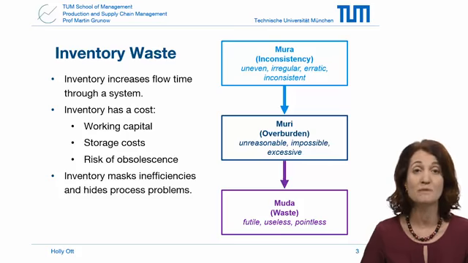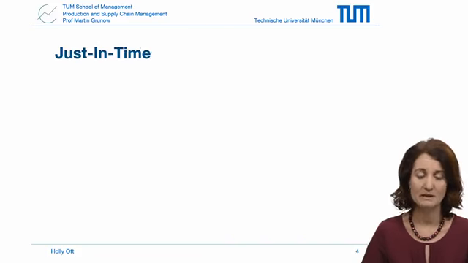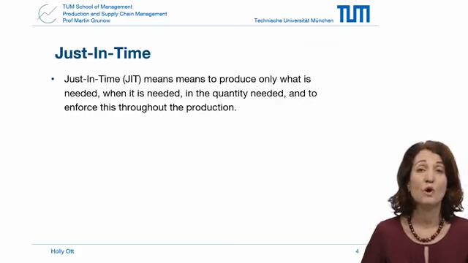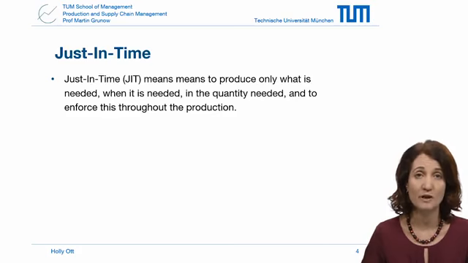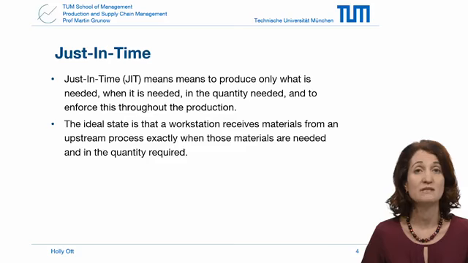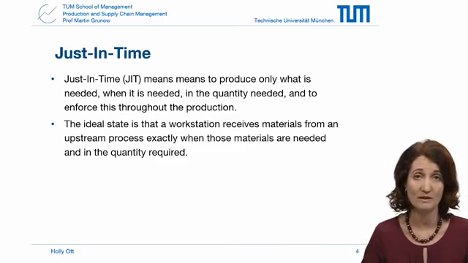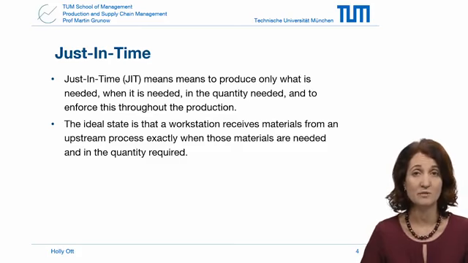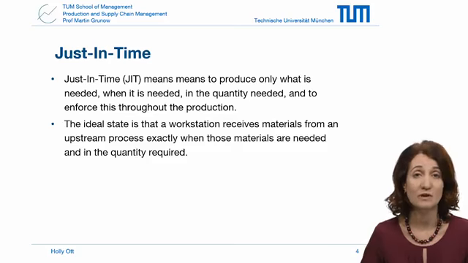Toyota recognized this waste and the importance of quantity control. Just-in-time production then became a key pillar of the Toyota production system. Just-in-time means to produce only what is needed, when it is needed, and in the quantity needed, and importantly, to enforce this throughout the production, and indeed the supply chain. The ideal state is that a workstation receives material from an upstream process exactly when those materials are needed and in the quantity required. To achieve JIT, Toyota and other companies have spent substantial efforts to create the requirements in their production system design rather than taking this for granted.